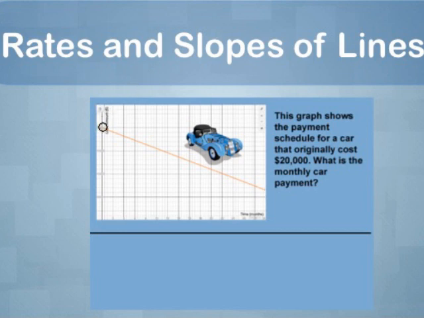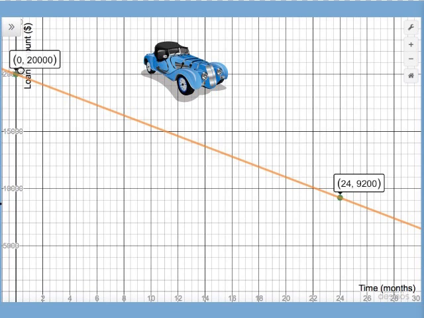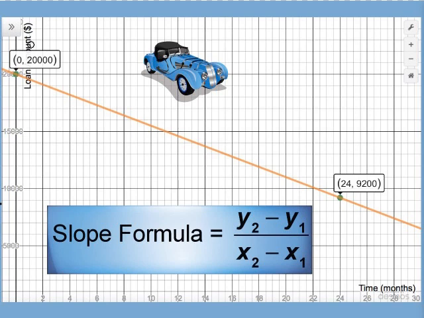The original price of the car is $20,000, and some monthly amount is paid to reduce the loan. We can find the amount of the monthly payment, the rate of payment, by finding the slope of the line. We find two coordinates, 0, 20,000, the original price of the car, and 24, 9,200, which is the amount left on the loan after 24 months. To find the rate, use the slope formula. Let's designate these coordinates as x1 and y1. And let's designate these coordinates as x2 and y2.